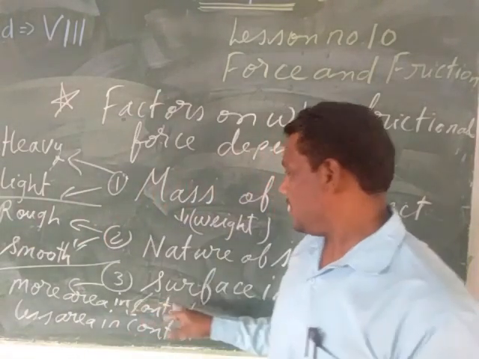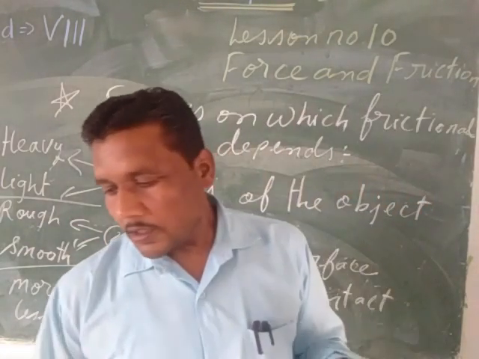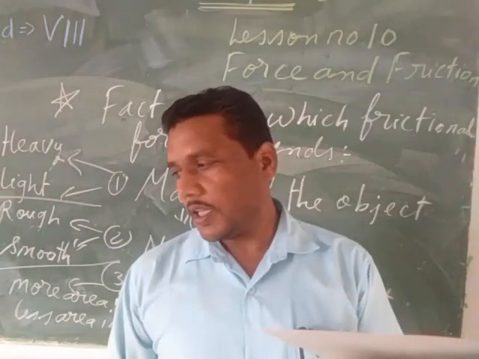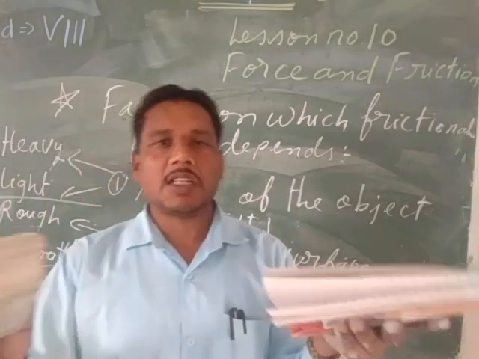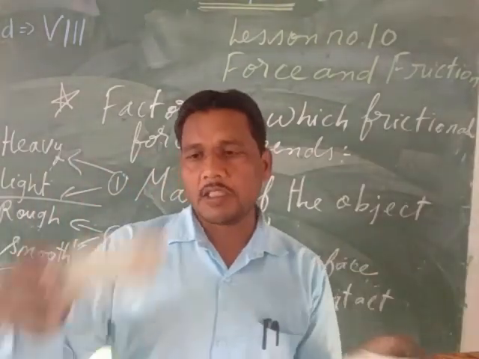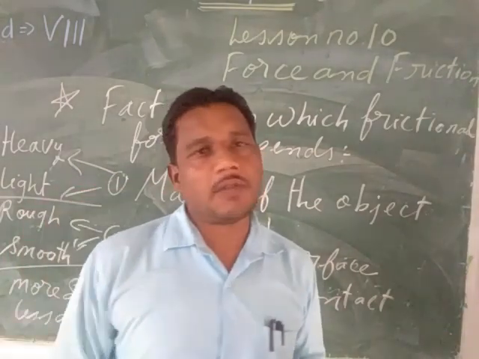Let us see the third example. First one, heavier and lighter. Here this book is heavier than this hanky. This book is heavier, but this duster is lighter. So the book will give more friction and the duster will give less friction.